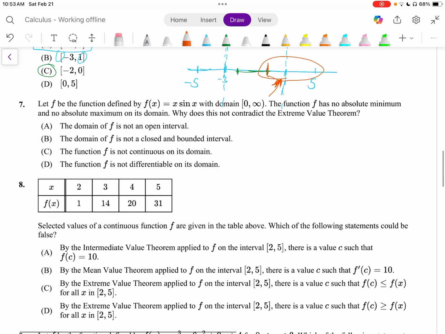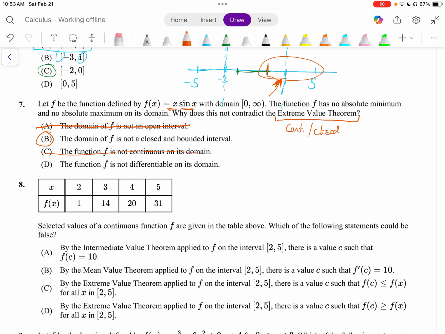Number 7, let f be a function defined by f of x equals x times sine of x with a domain 0 to infinity. The function has no absolute minimum and no absolute maximum on its domain. Why does this not contradict the extreme value theorem? Extreme value theorem needs to be continuous, which it is. X times sine of x is continuous, and it needs to be a closed interval. So domain is not open. That's not correct. We don't want it to be open. The domain of f is not a closed and bounded interval. That looks like it's our correct answer.